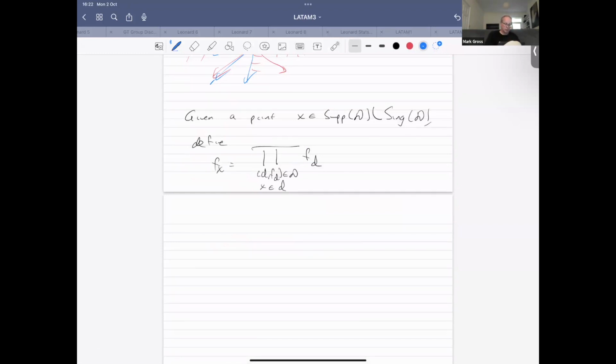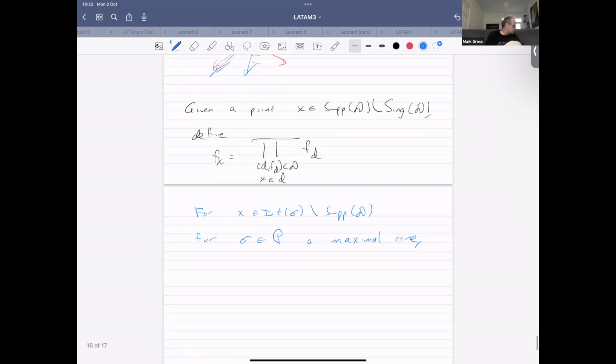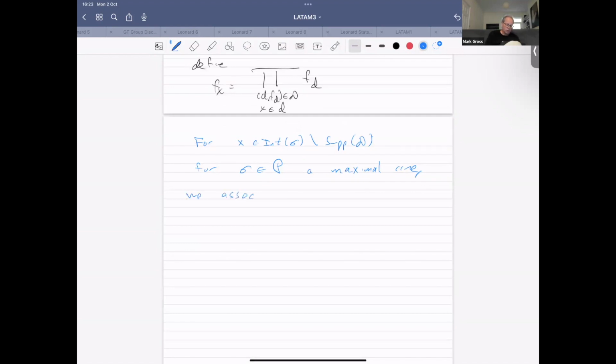So for any point x in B_0, but not in the support of D, that is, x in the interior of sigma minus the support of D, for sigma in P a maximal cell, we associate an algebraic torus, which I'll write as U_x.